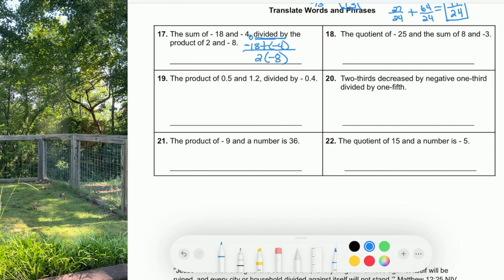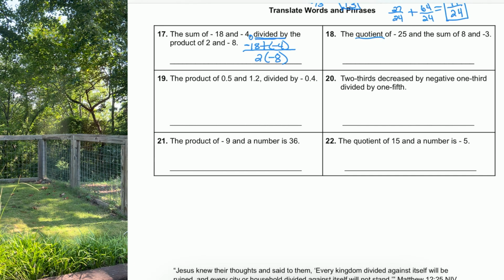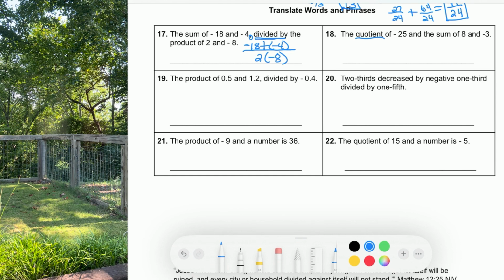The quotient of -25 and the sum of 8 and 3. Quotient tells me division, which means I'm going to have a fraction. So it's going to be the quotient of -25, and that word "and" indicates I'm going to switch to the bottom of the fraction. I don't have a comma. That is my comma in this one because we only have one item in the top. So we have -25 over the sum of 8 and -3. So we're going to add 8 and -3. And that's our answer for number 18.